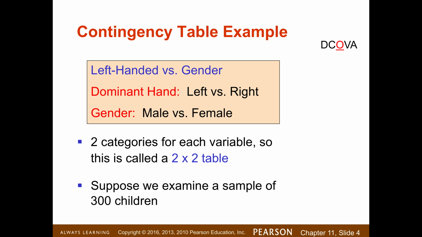So contingency table example, if we want to examine the relationship between the dominant hand and gender, again, we have two categorical variables. Dominant hand is categorical because it's either left or right. Gender is categorical because it's either male or female. So we have two categories for each variable, so this is called a 2 by 2 table. And the illustration that they provide here is they examined a sample of 300 kids.